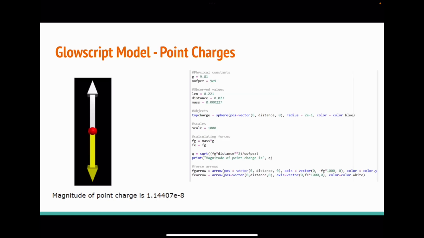The first Glowscript model is the point charge model. As seen on the left, it shows tape B, the top tape. It also represents the electric force on tape B by tape A as the white arrow pointing up, and the gravitational force on tape B as the yellow arrow. These arrows are equal to each other as this model calculates the charge of the tape using Newton's second law.